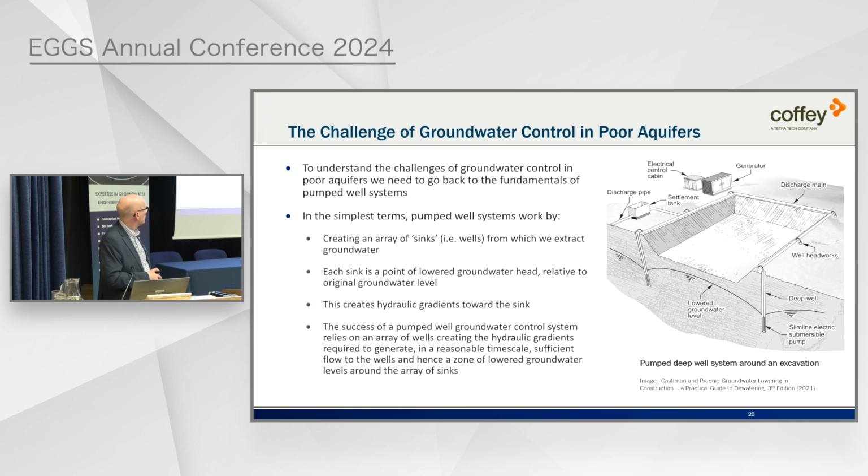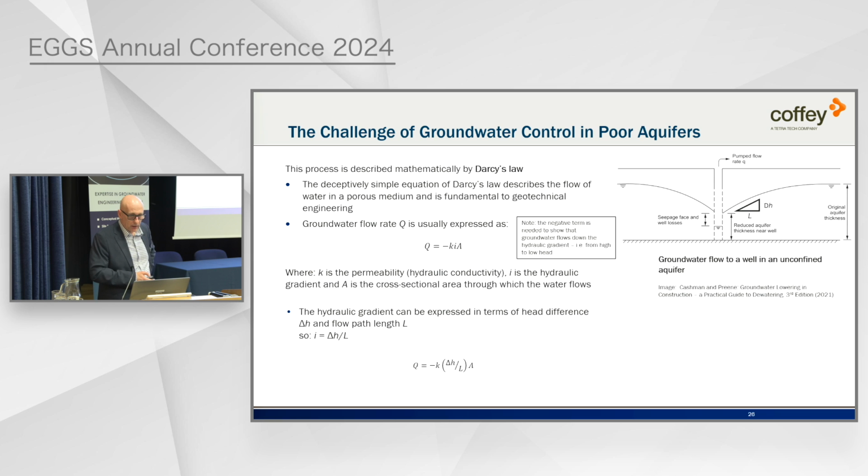You get flow towards each well, and then collectively they lower the groundwater levels and let us carry out our excavation in relatively dry and stable conditions. So here we have the equation. Like I say, I really can't cope with the pressure of having to pick a favourite equation, but this one's absolutely in the mix. It's Darcy's law.